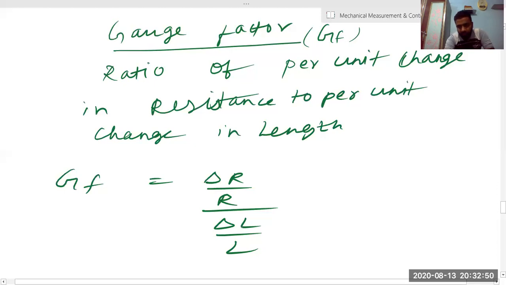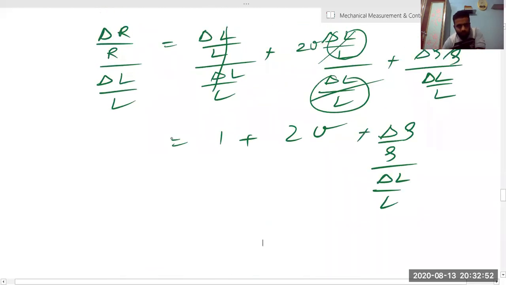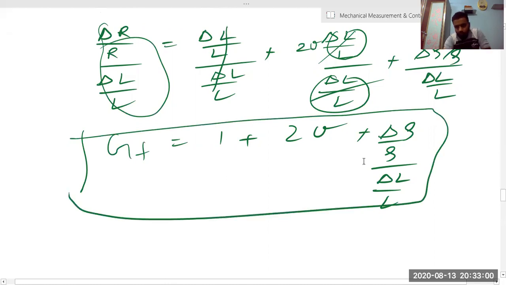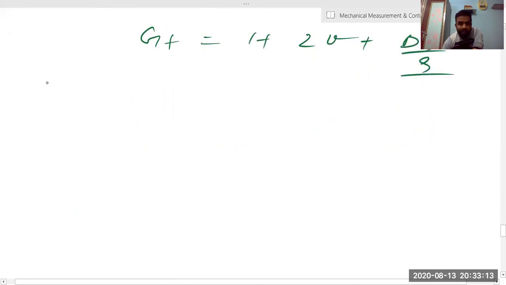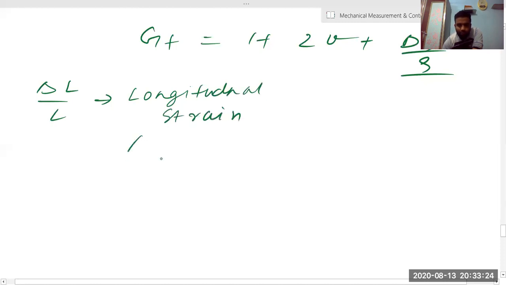Now if you look at this term, this is my gauge factor, right? So I can write it for you in a simple way. Gauge factor is 1 plus 2 nu plus delta rho by rho upon delta L by L. Now again, delta L by L, we know this is nothing but longitudinal strain, and the basic nomenclature that we use for longitudinal strain is epsilon. I'll just put here epsilon.